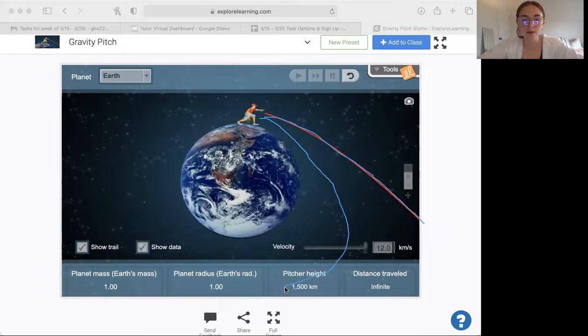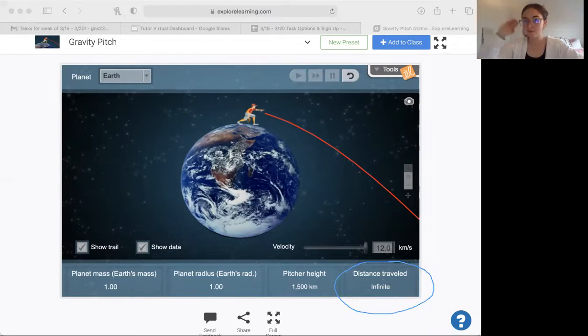So let's kind of predict. If it's going this way, where would it go? Okay, this is the cool part. 12 kilometers per second actually has an infinite distance traveled. It is so fast and has so much velocity that it will continue through space forever. There's no stopping point unless it, of course, hits another planet or maybe hits a meteor in the sky or something, but it's never coming full round.